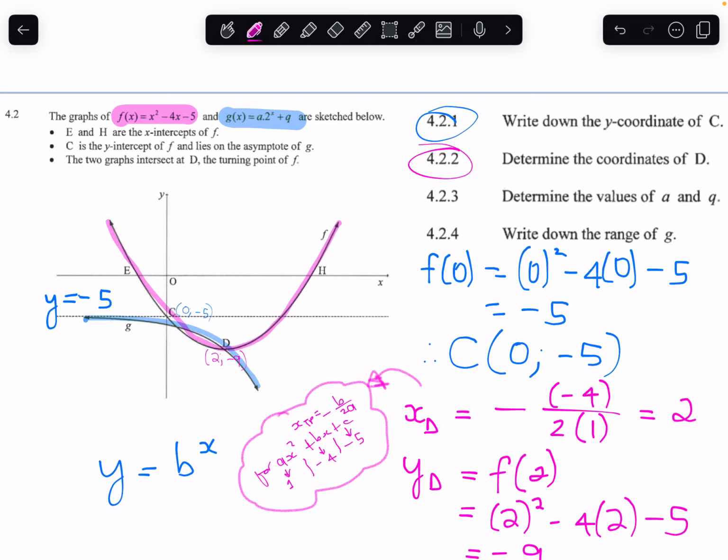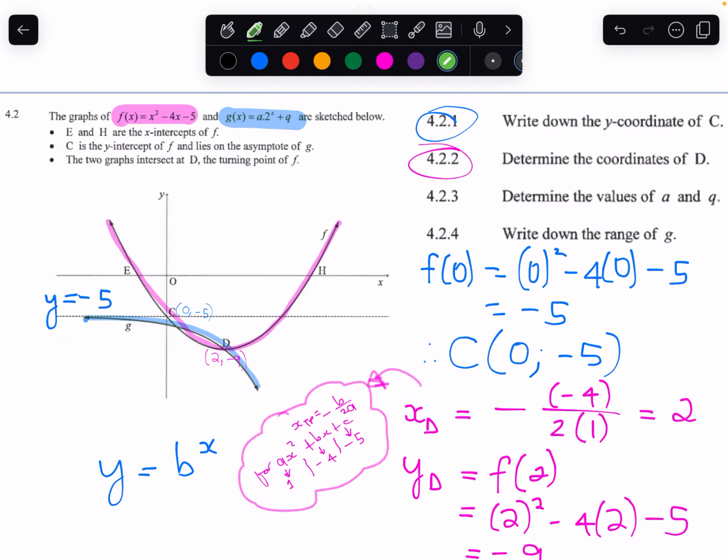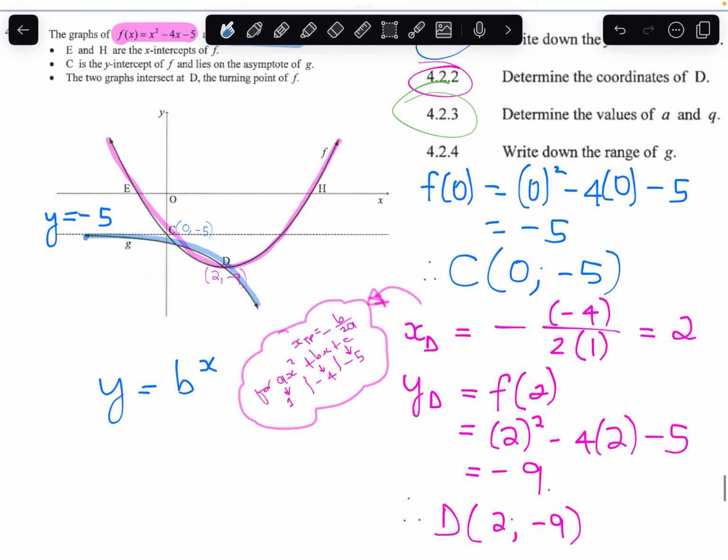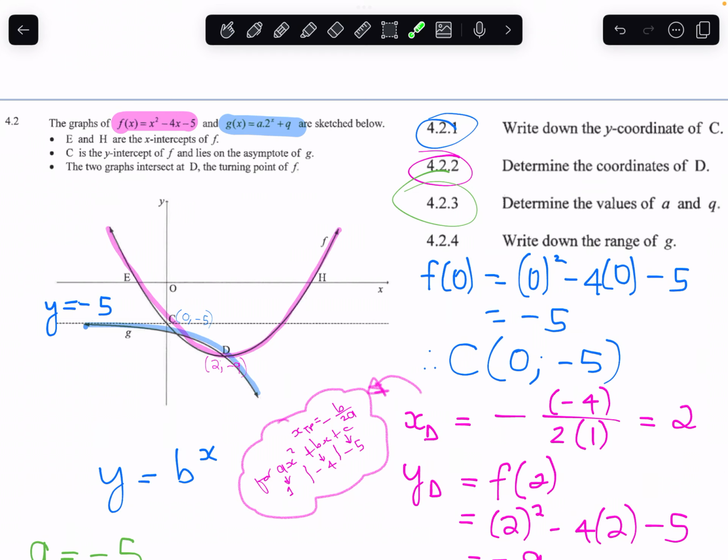And I am running out of space, but I am going to force matters. Right. So we are asked to determine the values of A and Q. Okay, so I've already explained what Q is, right? Q is negative 5 because our exponential graph has moved down by 5 units. The asymptote has gone from the x-axis to here. So Q is minus 5.